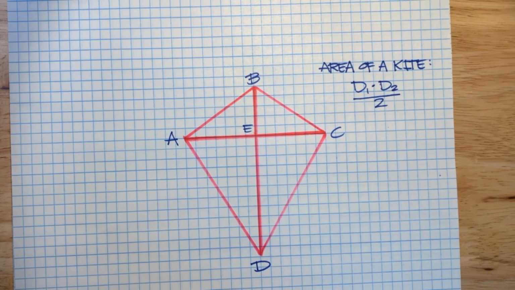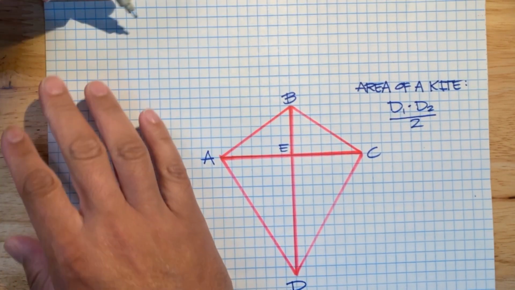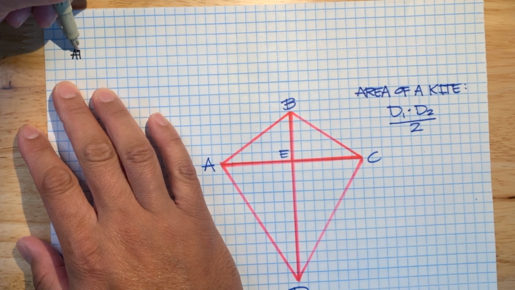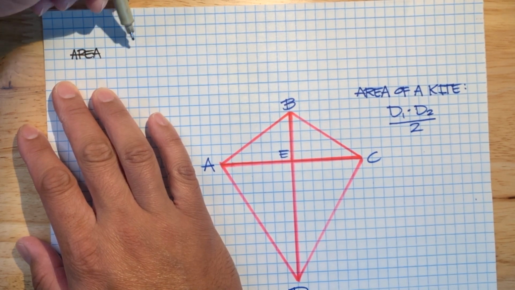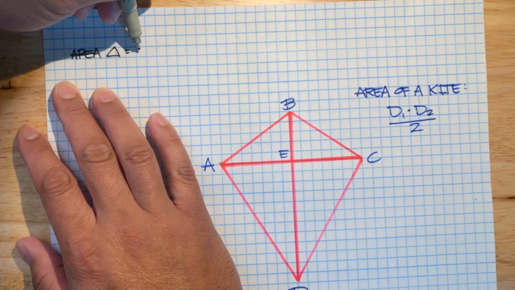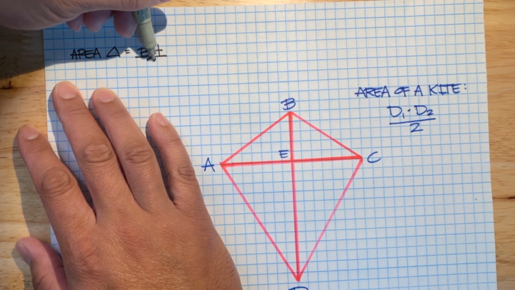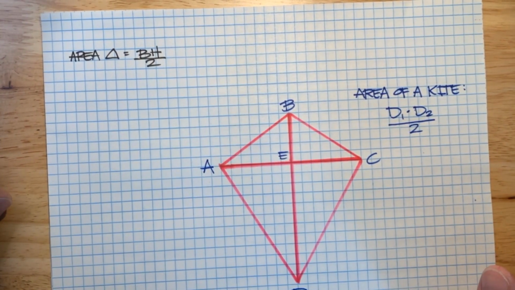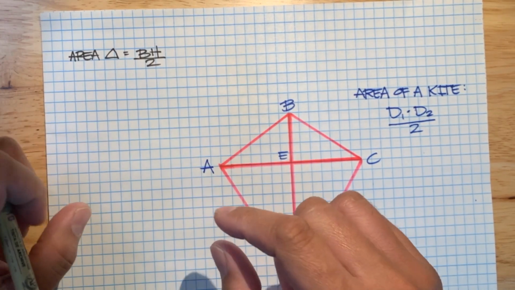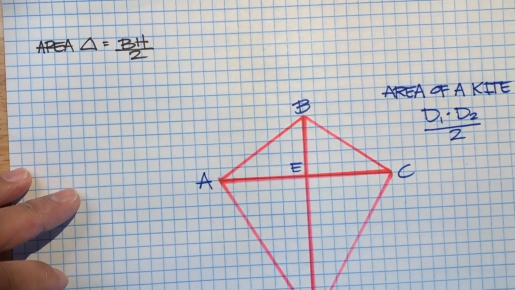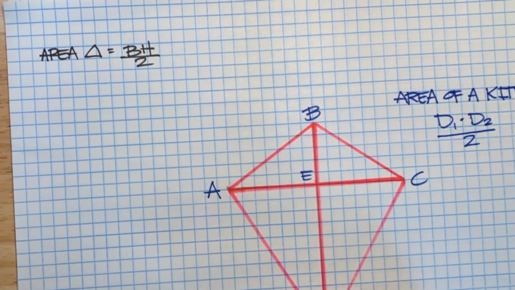So a couple of things we need to remember. The area of a triangle is base times height divided by 2. The area of a triangle is base times height divided by 2 because a triangle is just half of a rectangle.